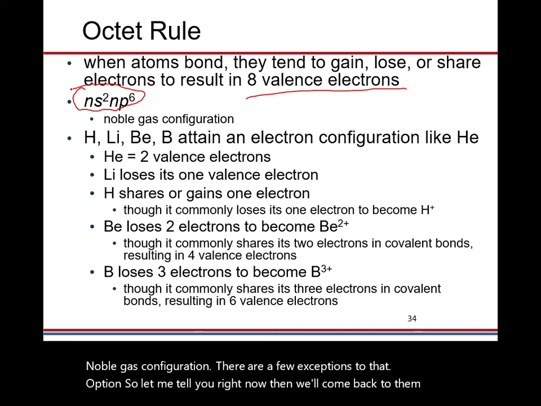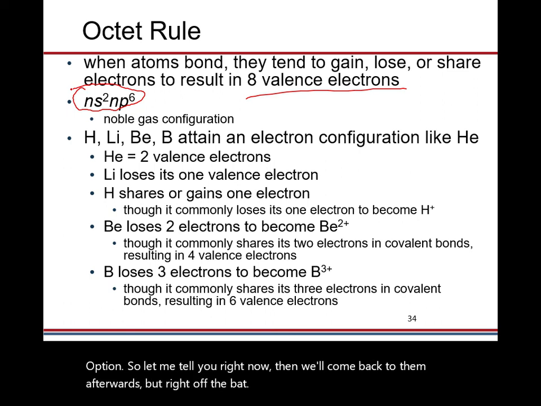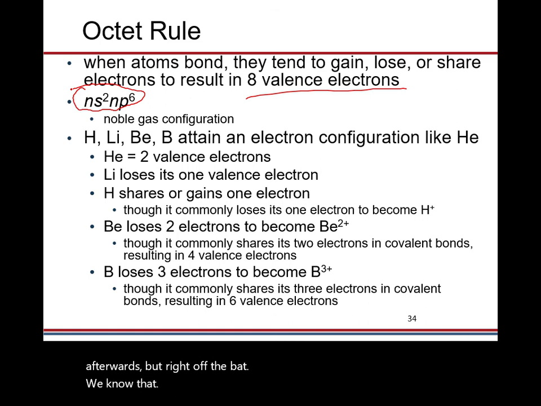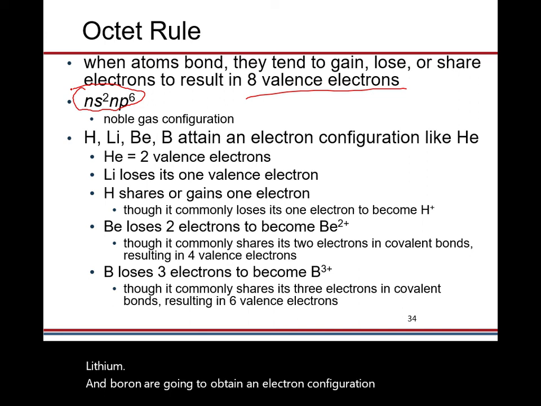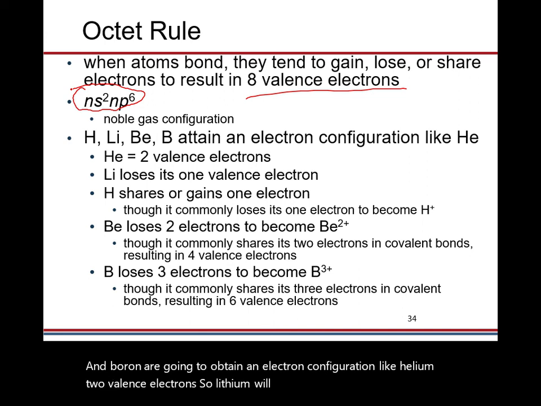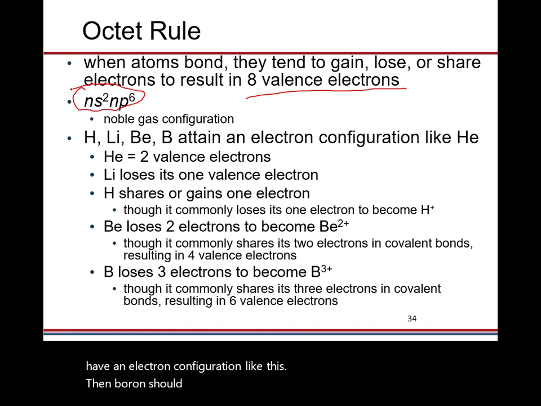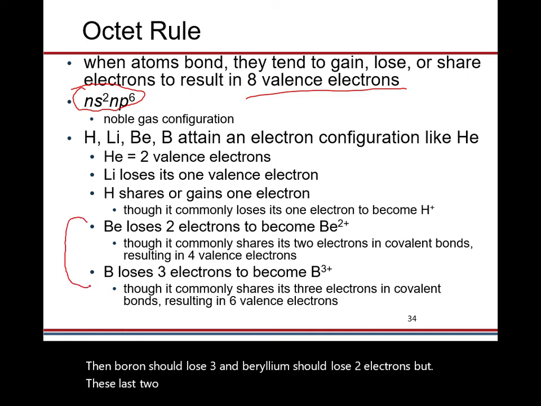But right off the bat, we know that hydrogen, lithium, beryllium, and boron are going to attain an electron configuration like helium. Helium, 2 valence electrons. So lithium will lose 1 valence electron, and will have an electron configuration like this. Then boron should lose 3, and beryllium should lose 2 electrons. But these last two are exceptions to the exceptions.